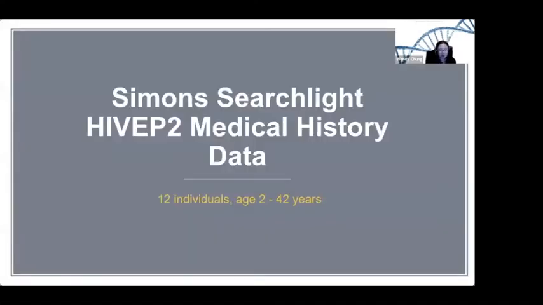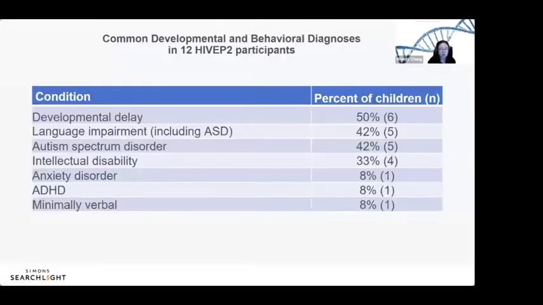So let me now do a deep dive into the medical information that we know that you've provided. Again, just as a reminder, this is based on 12 individuals, mostly children, although we do have a hint at what's starting to happen for adults.